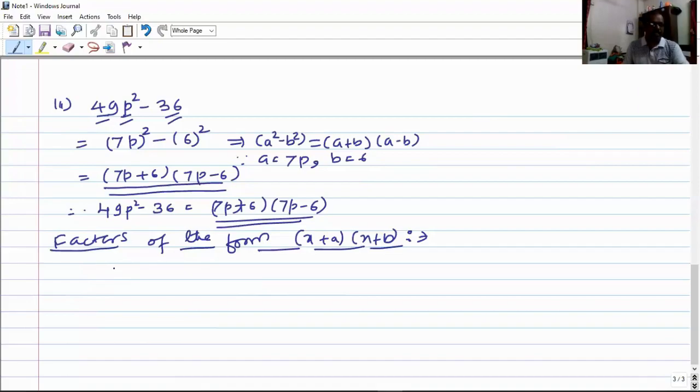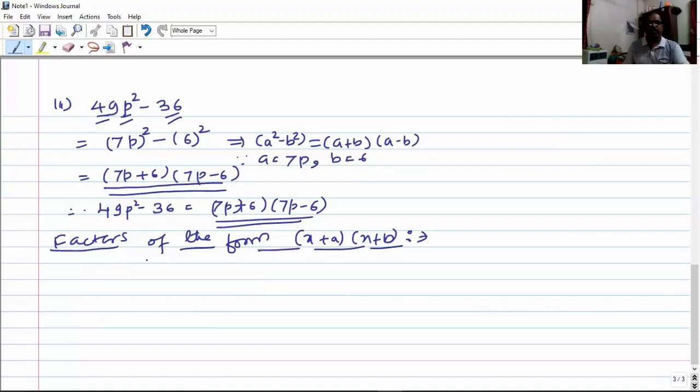So in such a case, what do we do? In such a case, we need to split the middle term and then try to factorize. So how can it be factorized? We will see the example. Suppose the factors are given.